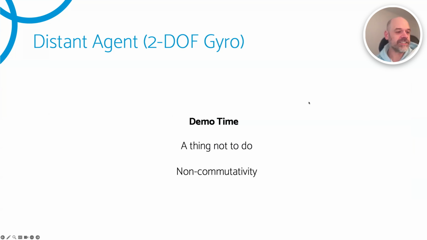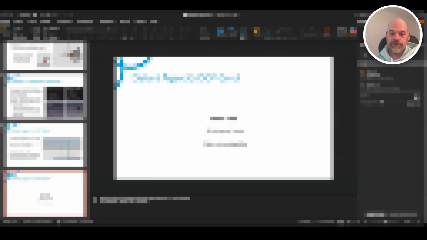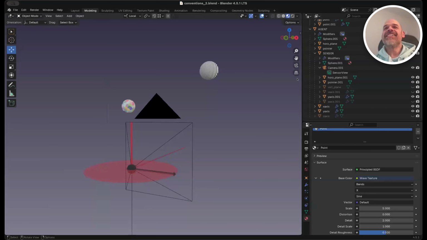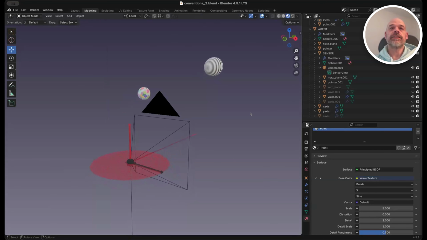Okay, so I figured we could give this a shot, and I'm going to pull up Blender, and let's try this. Which coordinate convention does Blender use, by the way? The coordinate convention is Z up, X to the right.